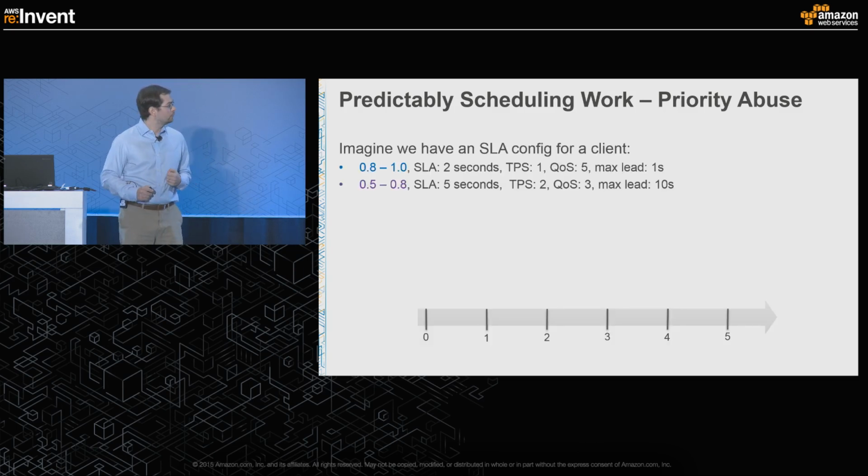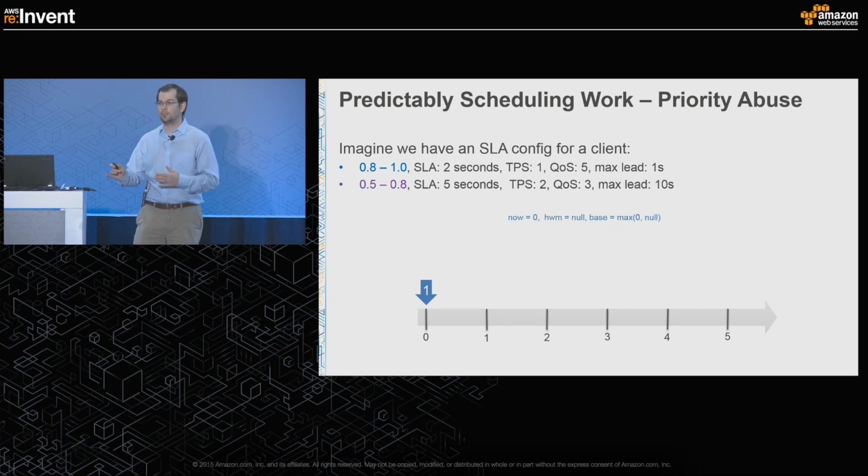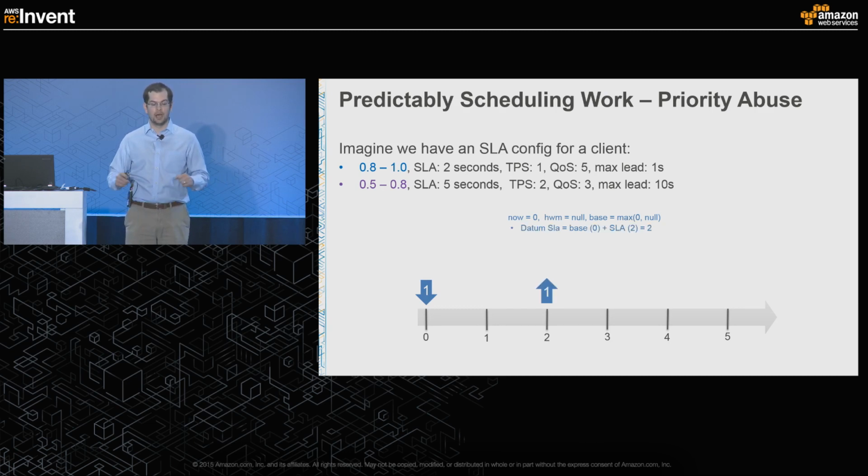So if we go and do a quick example, and this is a little complex, but trying to make it as simple as possible, imagine that we have a piece of work that comes in now. So the now time is 0. We have a high watermark time because we've not actually dispatched anything else at this priority, ever apparently. And so our base time is going to be whichever is bigger out of the now time and whatever our last high watermark was. So that's obviously going to be 0.